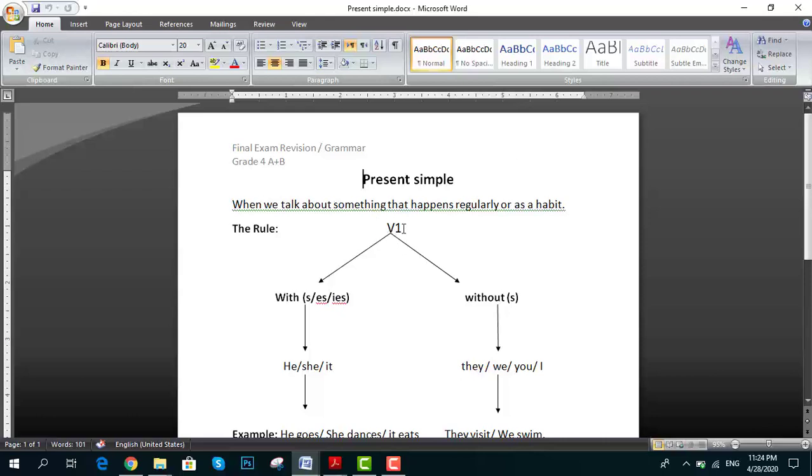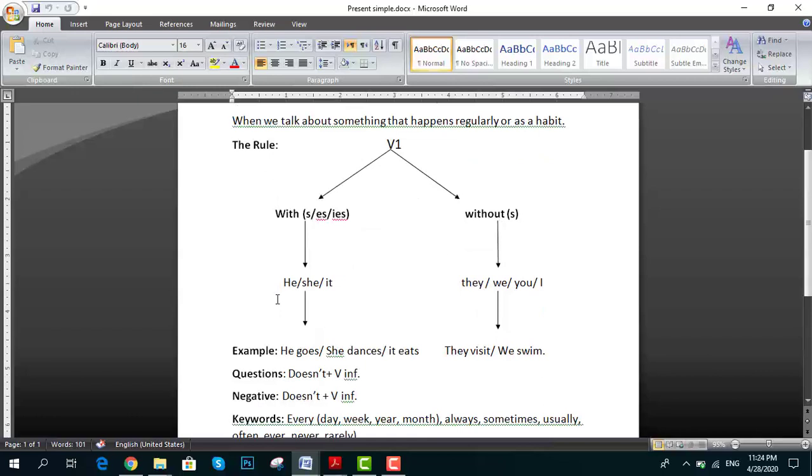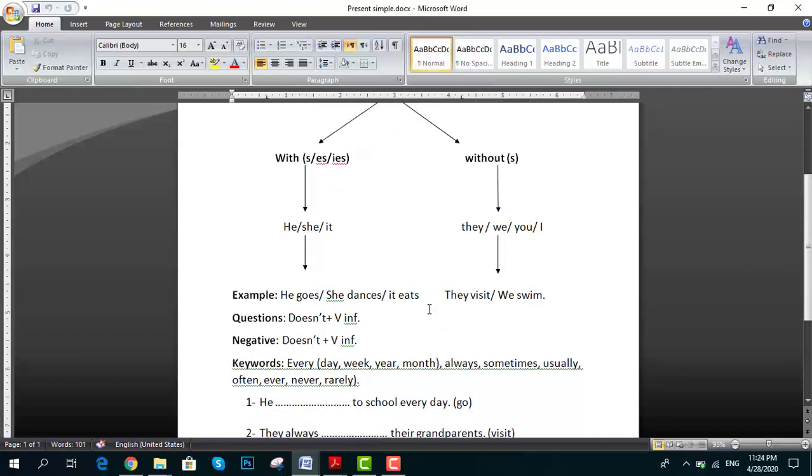Present simple is verb 1 with s, es or ies, or without s. If it is with s, the pronoun should be he or she or it. If it's without s, they, we, you, and I. For example, I say he goes, she dances, it eats. Without s, they visit, we swim, you go, I dance. Okay, so this is basically the rule.